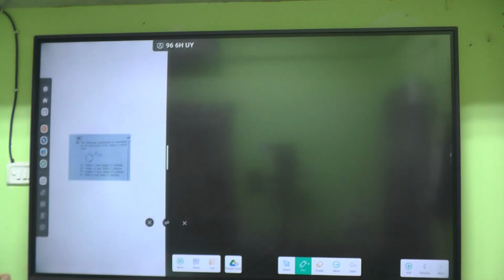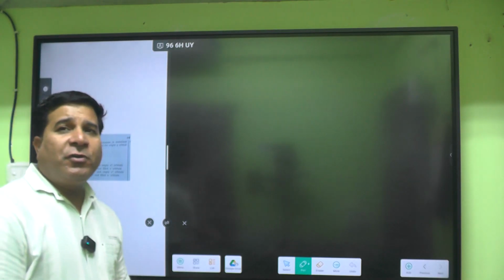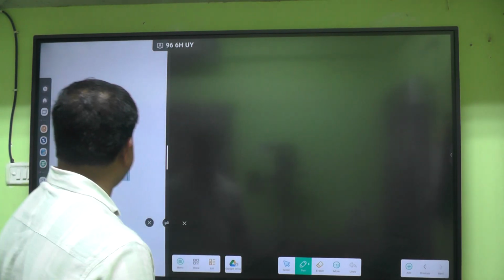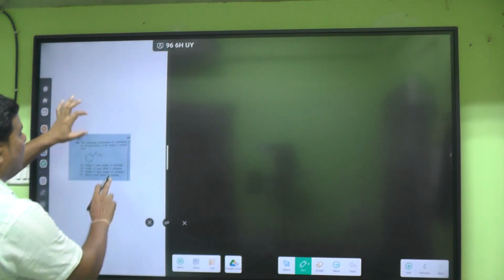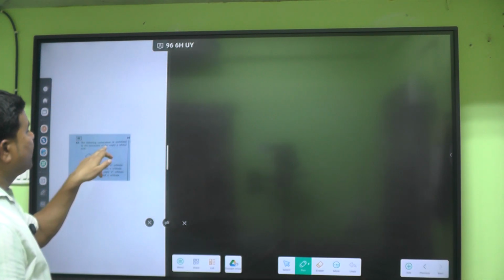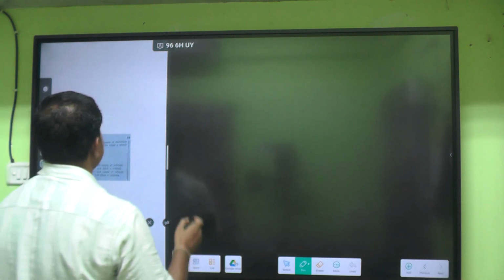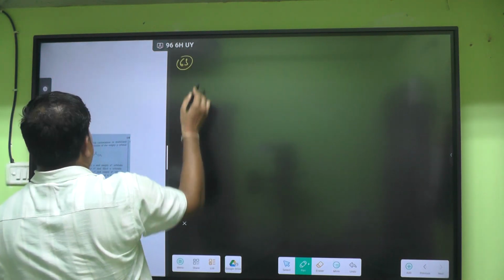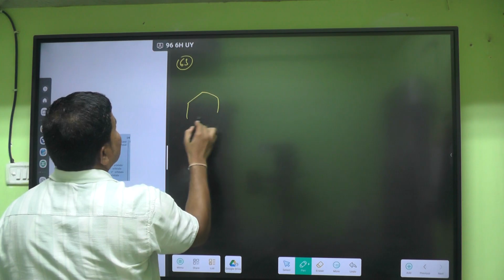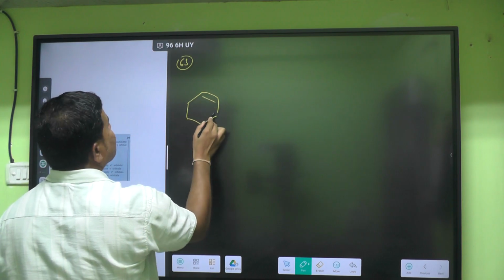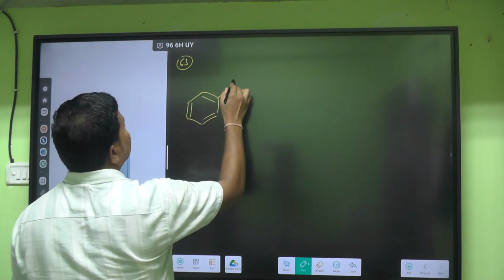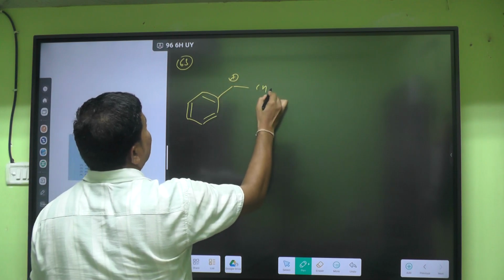Question 63. Do you know the hyperconjugation effect? Which of the following carbon is stabilized by hyperconjugation with the empty p orbital? Remember, here is a positive charge. Double bond, single bond, double bond. Here is the positive charge, and here is given CH3.